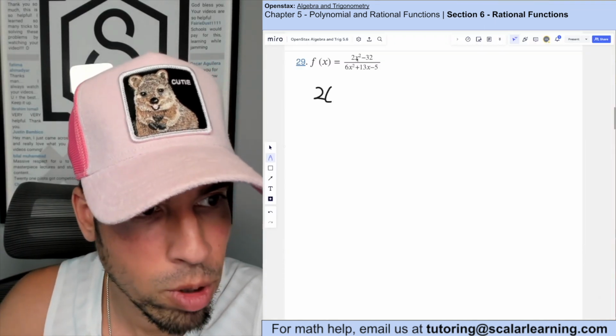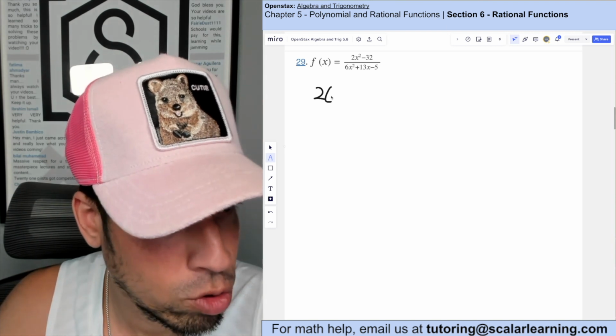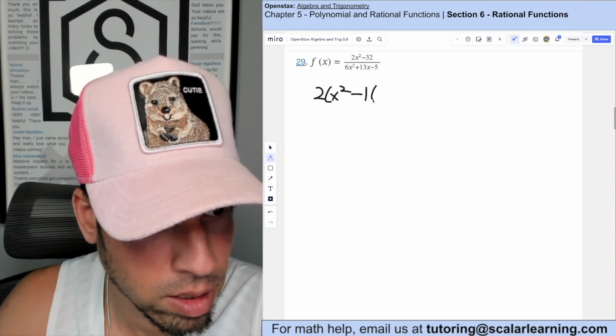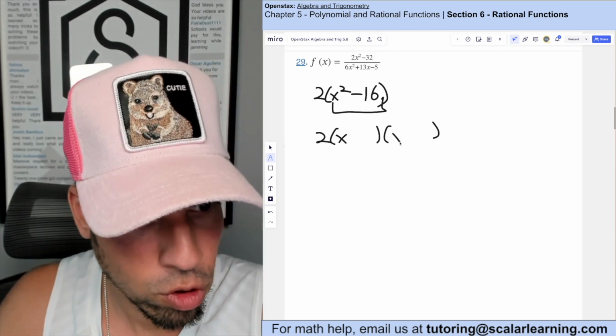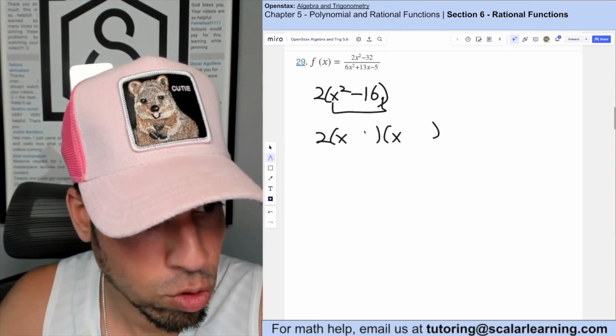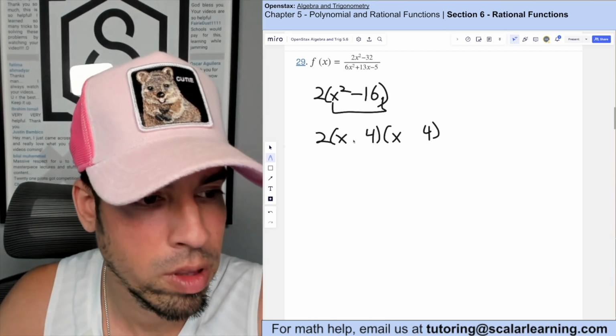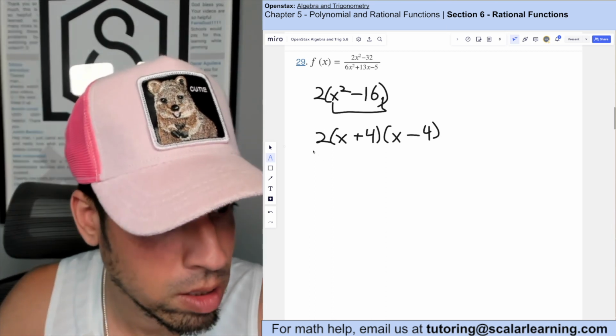So if I factor the numerator, first I'm going to pull out a GCF of 2, which leaves x squared minus 16. And then I can further factor this as a difference of squares. So a difference of squares would be x and x here, and then the square root of 16, which is 4 and 4 there. And then we mix it up with a plus and minus.